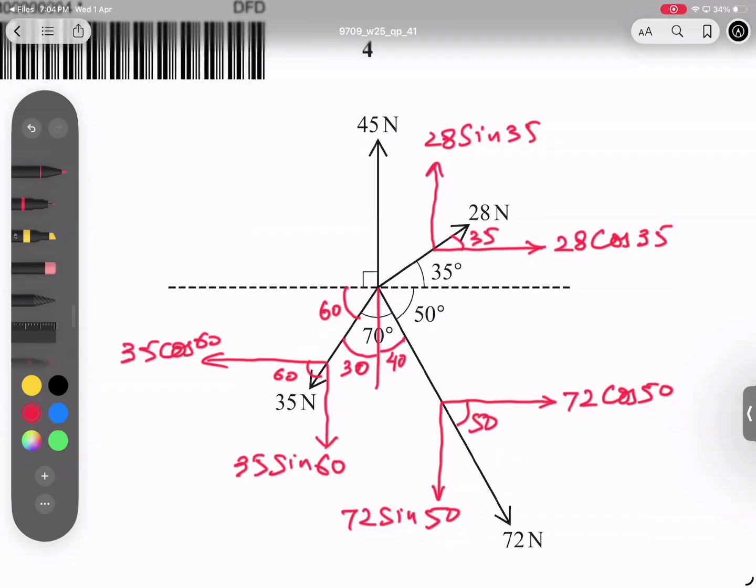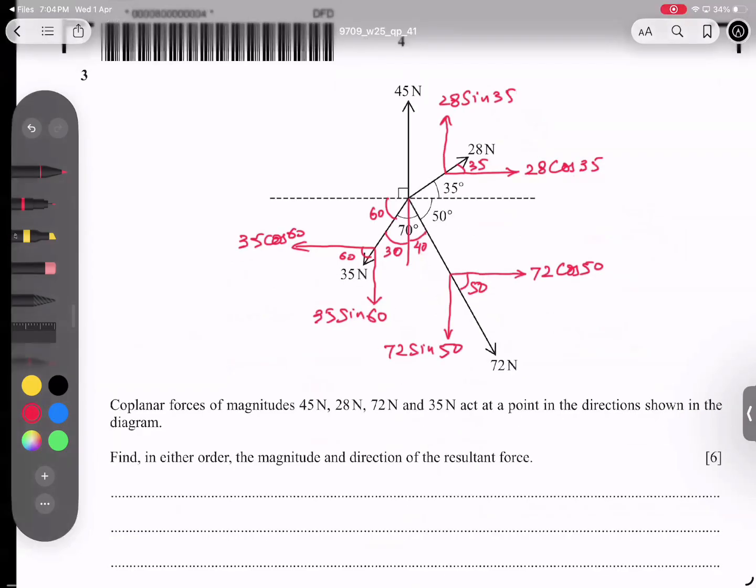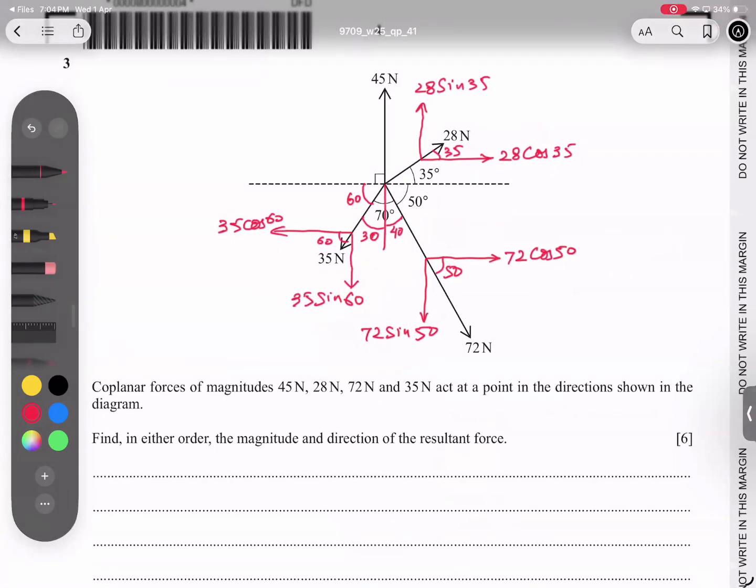Okay. Now, students, I'm going to find Rx and Ry. So let's see how we can get Rx now. The right side force, I'm not sure about it. So normally I take this positive and this negative. So I'm writing now 28 cos 35 plus 72 cos 50 and minus 35 cos 60, which I'm going to calculate now.